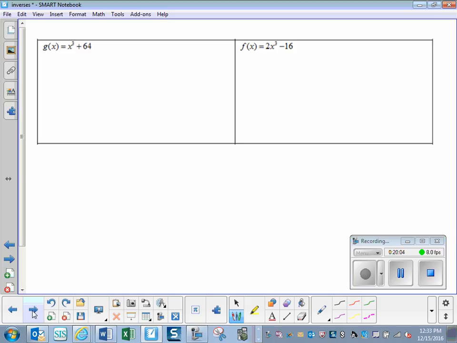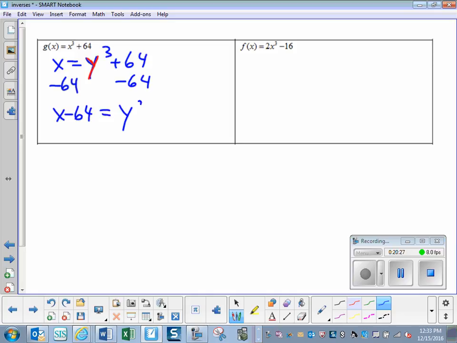So the first thing is to switch the x and y. So x equals y to the power of 3 plus 64. And now I want to solve for my y. How do I solve for y? Minus 64 first to get rid of that hidden fruit. So x minus 64 equals y to the power of 3.